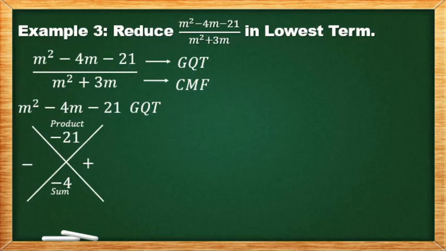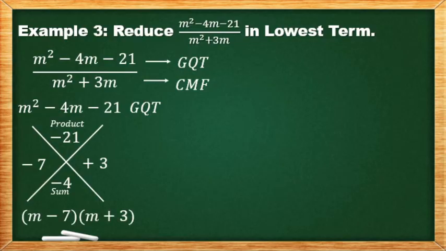So, therefore, the negative 7 and positive 3. Tama? We multiply negative 7 times 3, which is negative 21. We add negative 7 plus 3. Magkaiba ang sign, so subtract the numbers. 7 minus 3 is 4. Then copy the sign of the bigger number. That's why it became negative 4. So, meron na tayong factor niya.